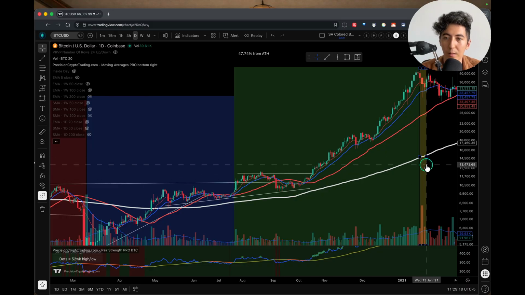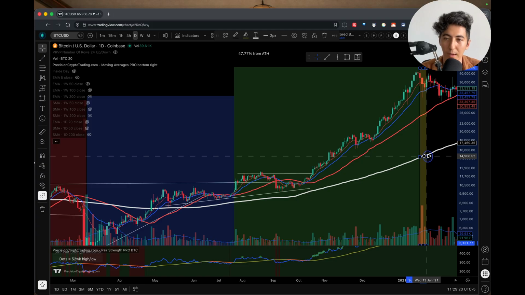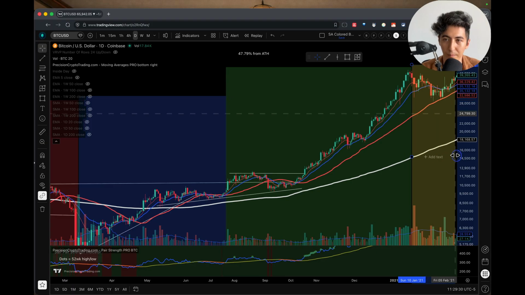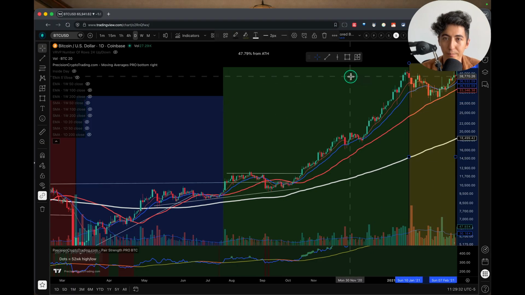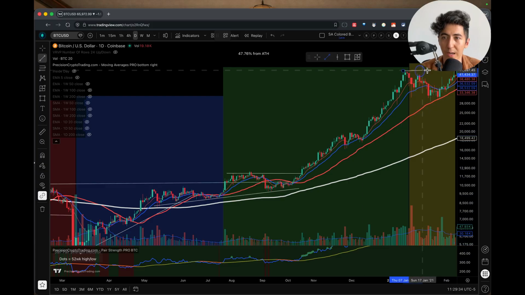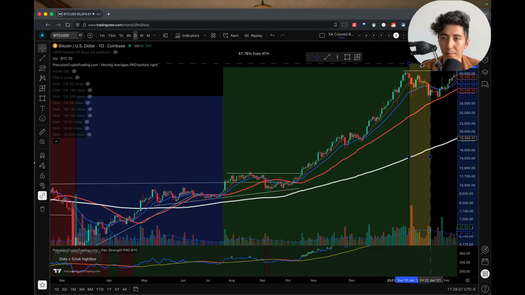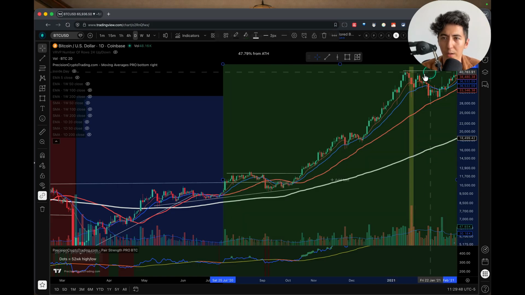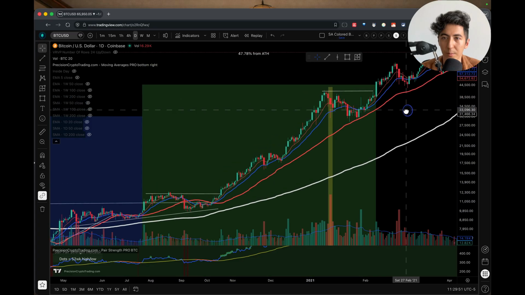And we see it's coming down to the 50-day. Is it going to respect the 50-day and continue higher? Yeah, it respects the 50-day. So maybe this was just a little blip, a little spot in the general uptrend. But we just keep going higher.